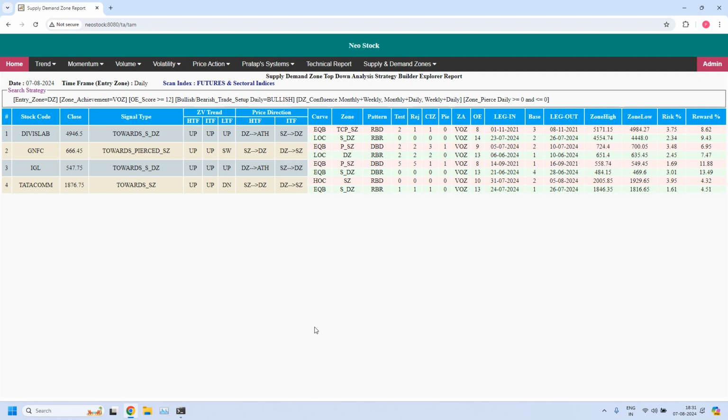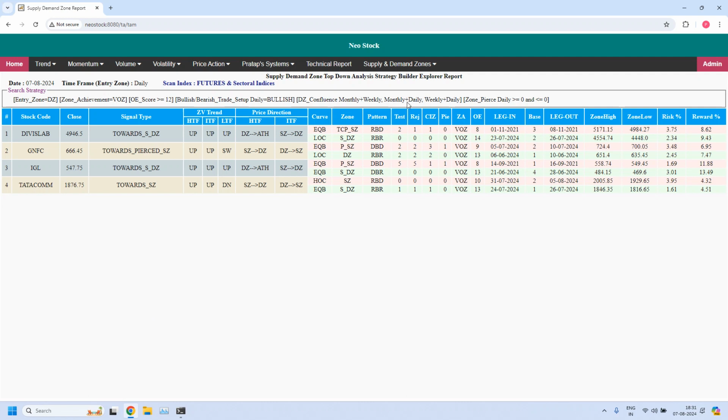Look into the Divi's Lab. It is moving between high liquidity demand zone and supply zone. Okay, this is about Tata Communications high liquidity zone, IZL high liquidity zone. Okay.